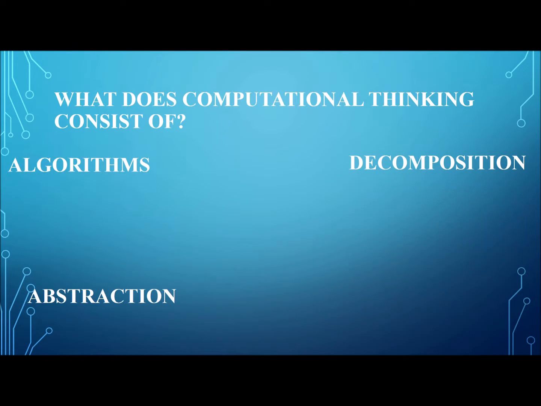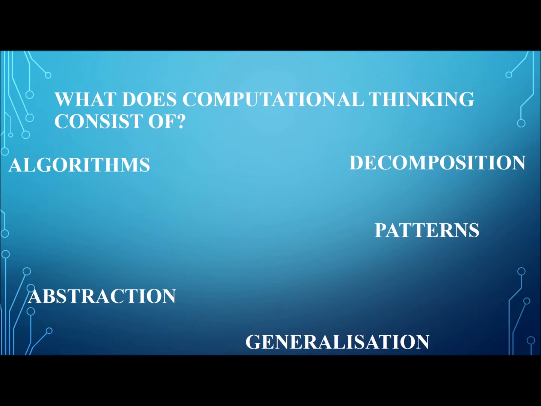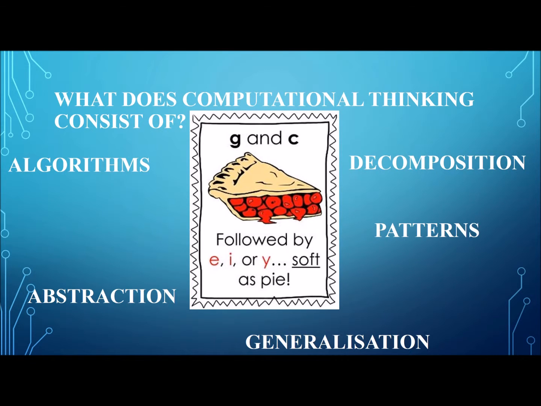Jeanette Wing suggests that the abstraction process can be considered as the most vital process of computational thinking, as you find the part that does not work and ignore the rest. Patterns and generalization are also vital components of computational thinking. In the early years, children can notice the pattern in singing nursery rhymes from the repeated phrases. Through generalization, children can look for a general approach to solving a problem, such as a common rule for spelling and literacy.